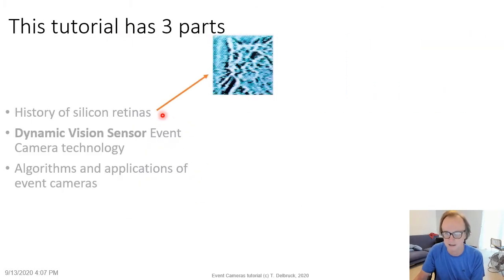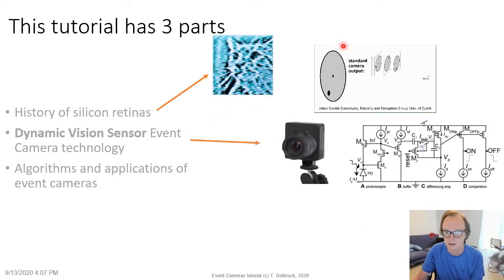The first part is about the history of silicon retinas, going all the way back to Mahowald and Mead's Silicon Cat. Then the bulk of the tutorial is about event camera technology. Here, this video from Davide Scaramuzza, which I'll show later again, contrasts a conventional camera that puts out full frames with the brightness change stream of events from a dynamic vision sensor, which constitutes the dominant technology for this kind of sensor. And the bulk of the tutorial is about the pixel technology itself.